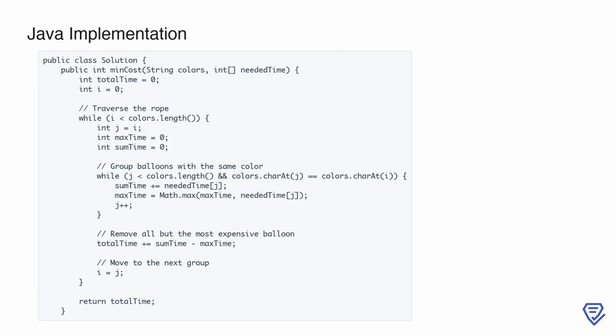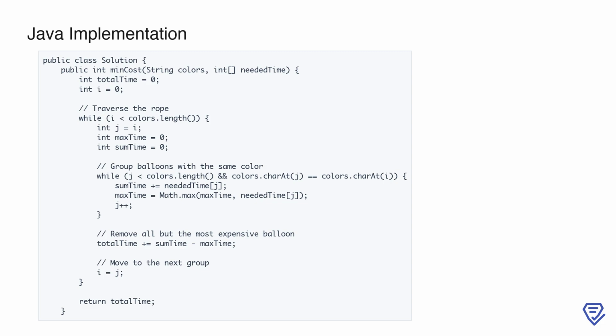Here, we are implementing the solution in Java. The method minCost takes two inputs: a string colors representing the rope's colors and an integer array needed time that indicates the time required to remove each balloon. First, we initialize total time to 0, which will store the total time required to make the rope colorful, and i to 0 to serve as our loop index.